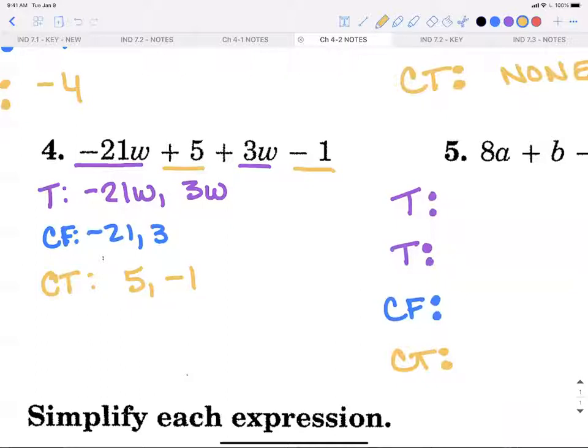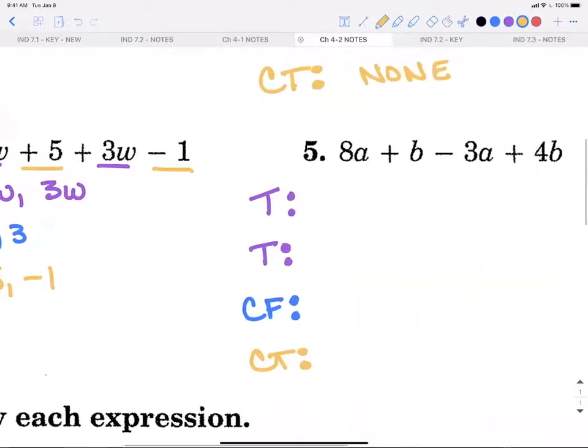So that's how I would answer number 4 on the top half of your homework. I'm listing my terms, I'm listing my coefficients, and I'm listing my constants. Now, I do want you to put this next one down in your notes, and there's a reason.